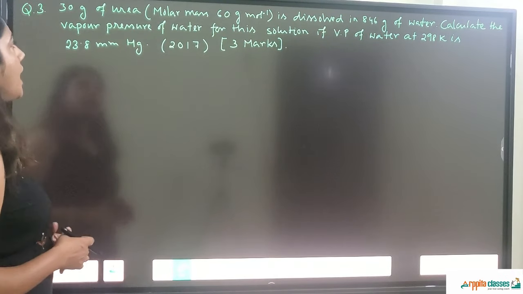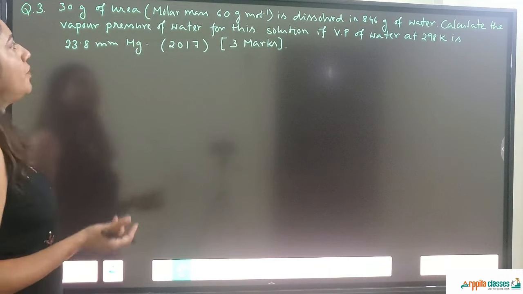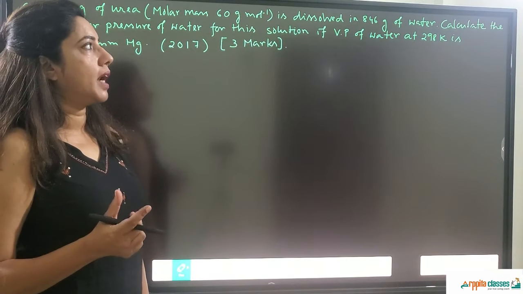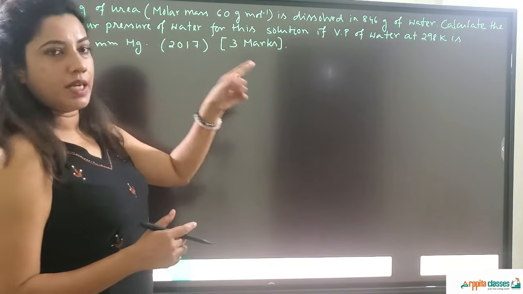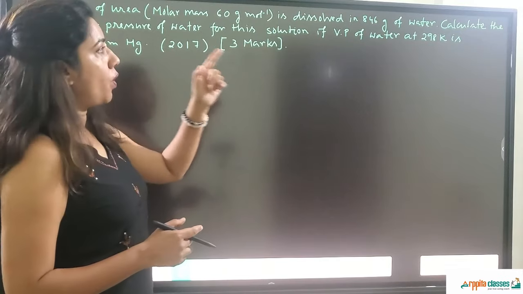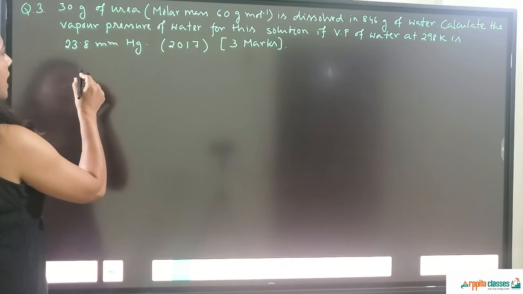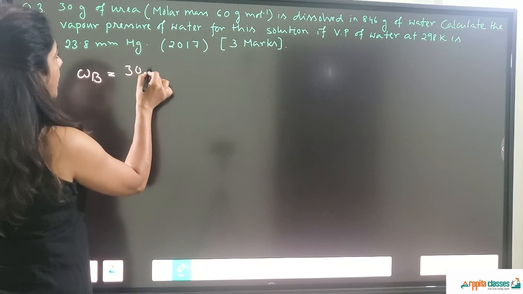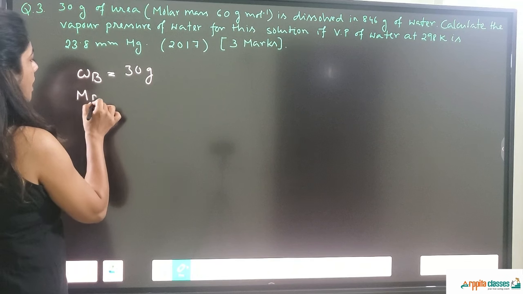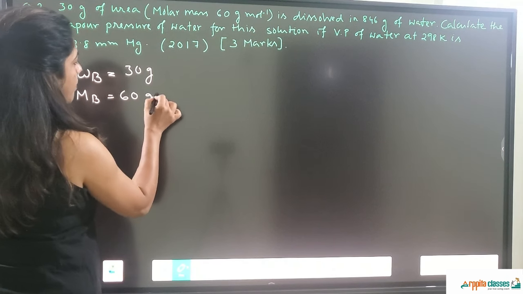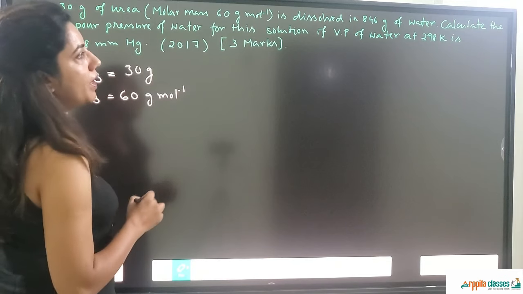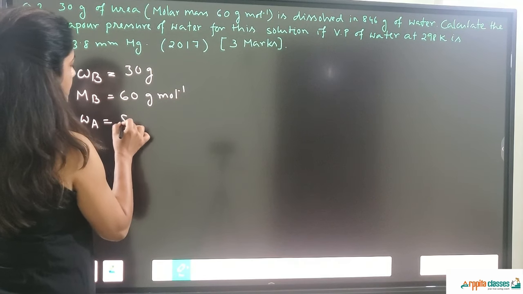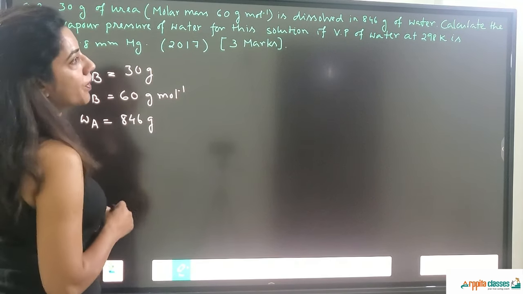The next question is 30 gram of urea. 30 gram of urea, which is having molar mass 60 gram per mole, is dissolved in 846 gram of water. So by seeing the weight, you understand that urea is a solute and water is a solvent. Okay. So 30 gram is denoted by WB, the weight of urea, and molar mass of urea is 60 gram per mole. This is dissolved in 846 gram of water, which is my weight of solvent.